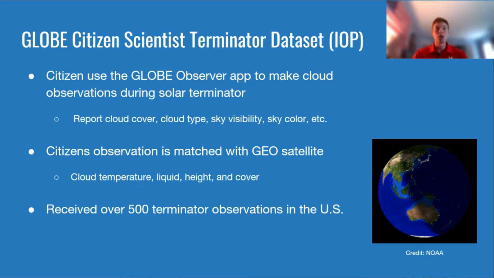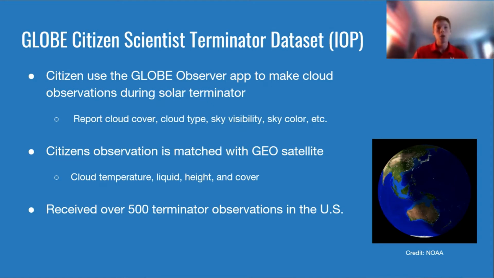And these observations would have to be up to an hour after sunrise, and up to an hour before sunset in order to ensure it is a Terminator observation. So again, what they would do, they would go outside and take photos of the cloud cover, and then they would report cloud type, sky visibility, sky color, and other variables.